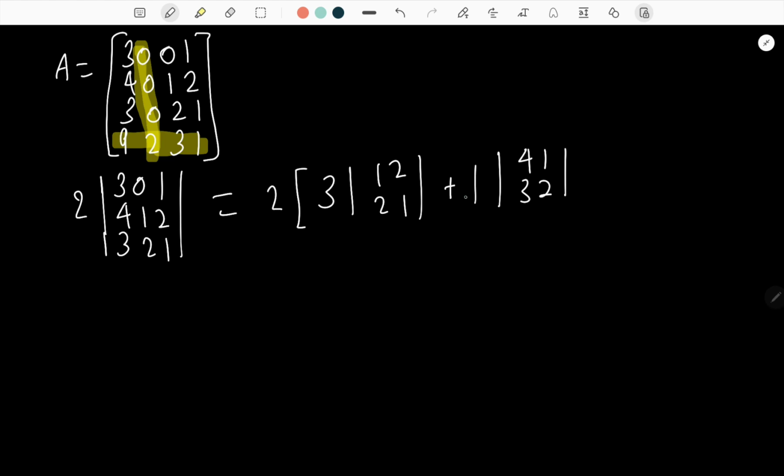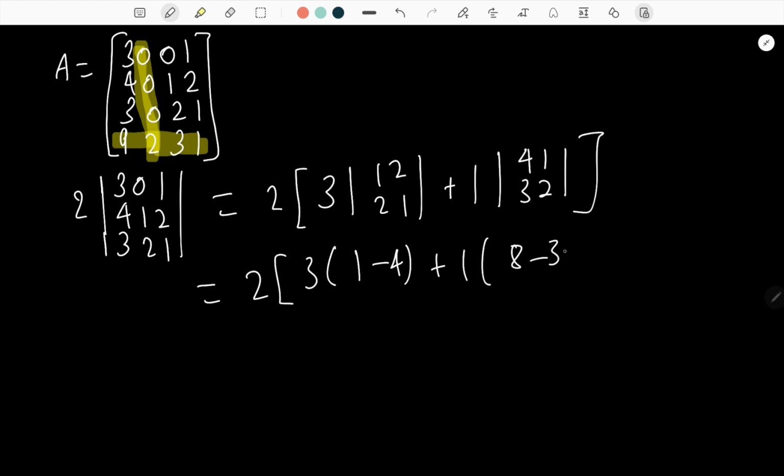Again you can always draw the crossing if it simplifies and helps you, and don't forget the signs. This is plus 1, and the final answer will be 2 into 3 into 1 minus 4, and then plus 1, and then open brackets 8 minus 3, and then close brackets, and the final answer will be minus 8.